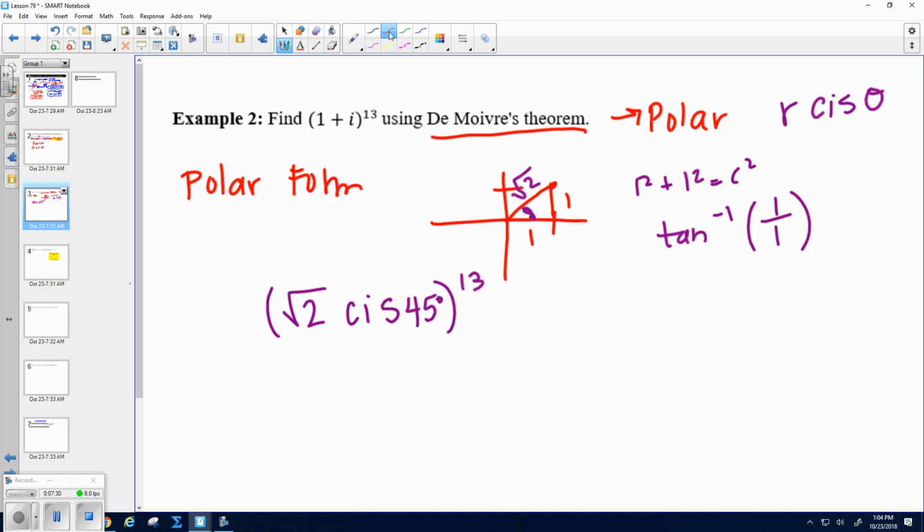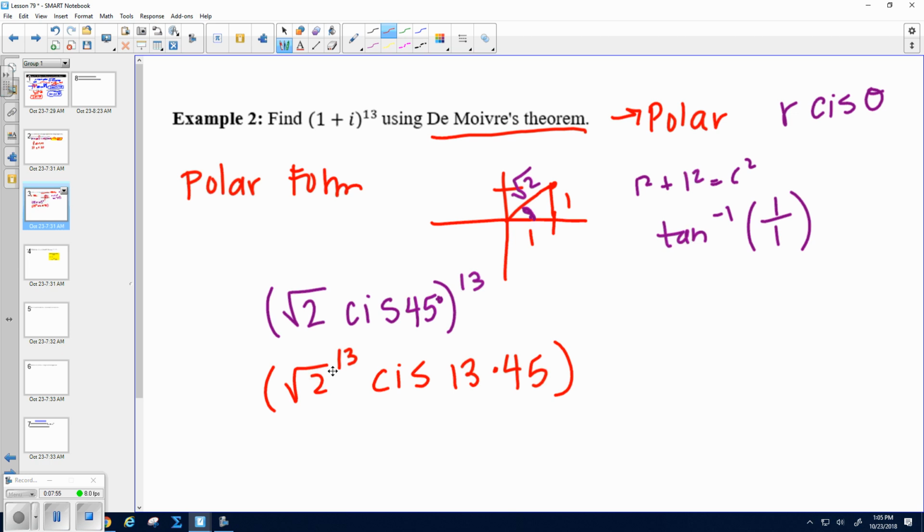Now we're going to use DeMoivre's theorem. DeMoivre's theorem always says whatever the radius is, you're going to take it to that power. So the radius is the square root of 2, and we're going to the 13th power. And then the number 13 multiplies to the 45. So I have 13 times 45.